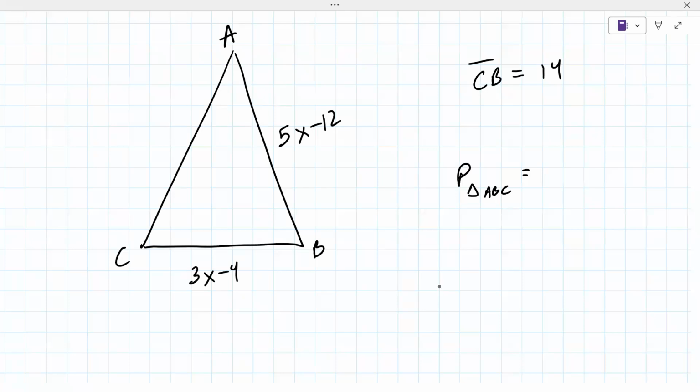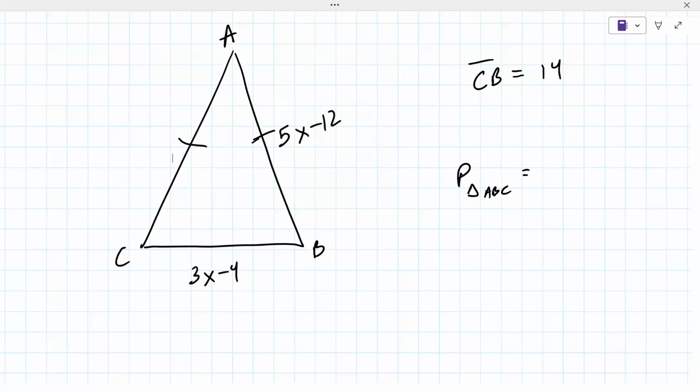And AB equals 18. So now we have 18 plus 14, and those are congruent. You said AB and AC are congruent? Yes, I forgot to add that in. It's very important.